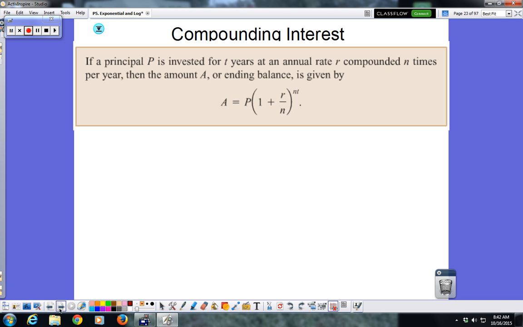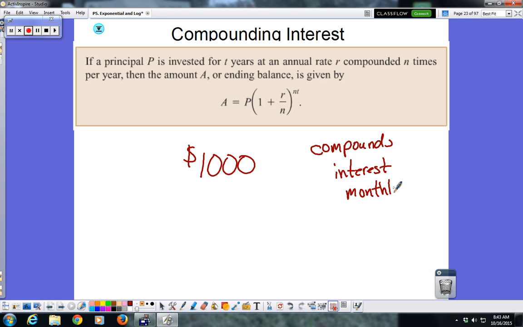When you invest money, when you put your money into a bank, let's say that you're putting $1,000 in a savings account, and let's say that your bank compounds interest monthly. I need to explain first off what that means. Let's say that you're earning a 1% interest rate, and we're compounding interest monthly.